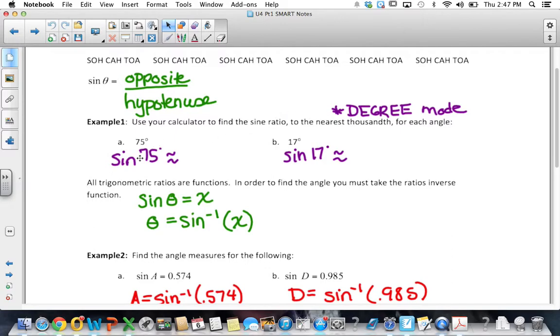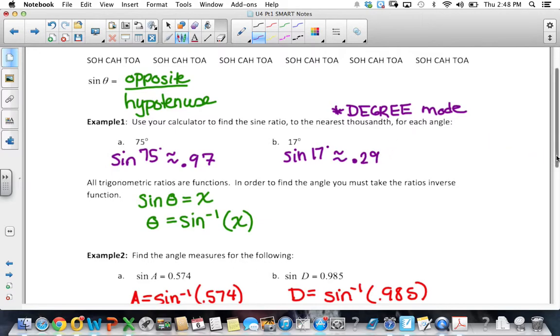For 1 and 2, it's very simple to find the ratio of the sides when you're given the angle. You simply type sine and you do 75 degrees, you hit enter, and it will actually give you the ratio. So if you divided the opposite side by the hypotenuse, you would get approximately 0.97. Same with the sine of 17 degrees. If you actually divided the opposite side by the hypotenuse, you would get 0.29.